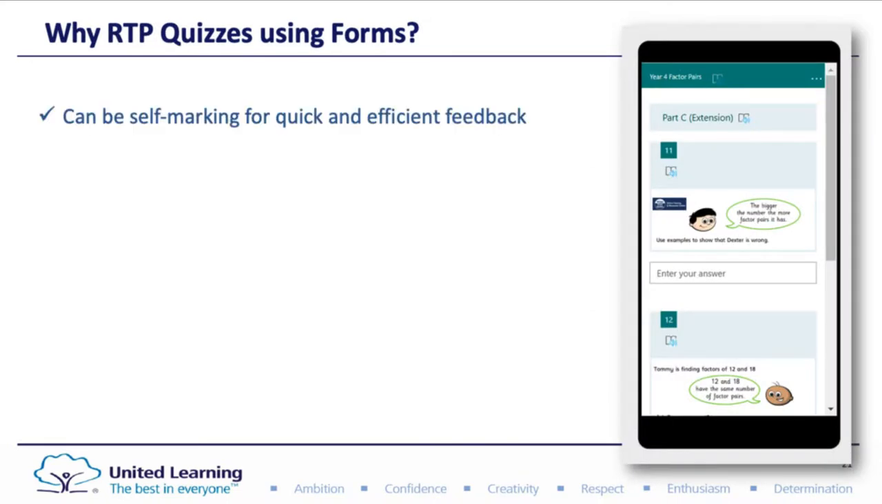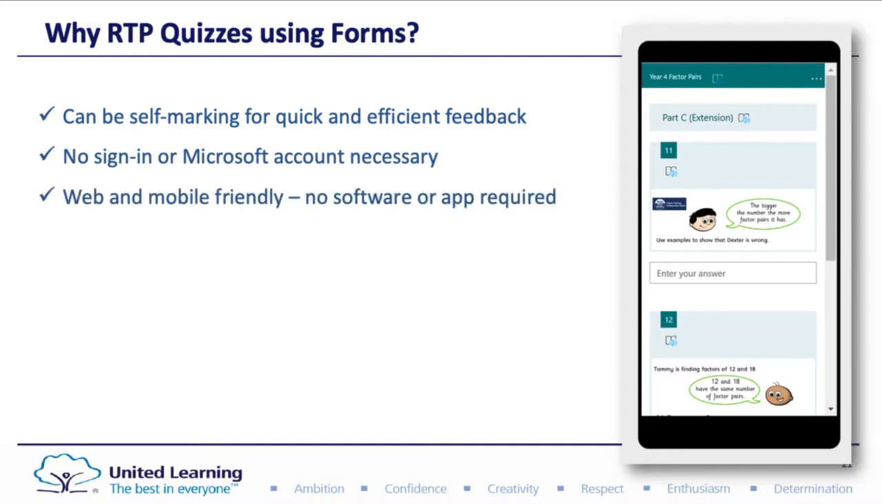So the great thing about the RTP quizzes is that they can be self-marking. A lot of these, you can set up to know what the right answer is, so that you don't have to go through marking every single test afterwards. They can do the little quizzes and you can see how each child's doing on them. They don't need to sign in with a Microsoft account, but bear in mind they will need one if you want to track and see how they're doing on each of the quizzes.